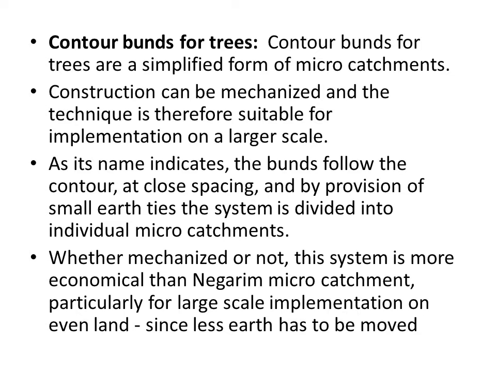Contour bunds for trees. Contour bunds for trees are a simplified form of microcatchments. Constructions can be mechanized, and the technique is therefore suitable for implementation on a large scale. So, since this construction method of contour bunds involves mechanization, it can be used on a large scale basis. As its name indicates, the bunds follow the contour at close spacing, and by provision of small earth ties, the system is divided into individual micro catchments.